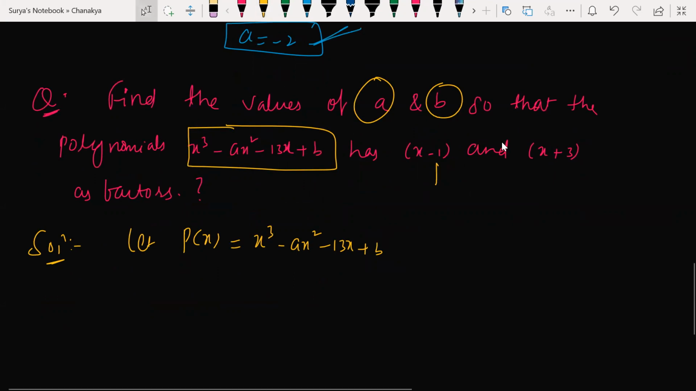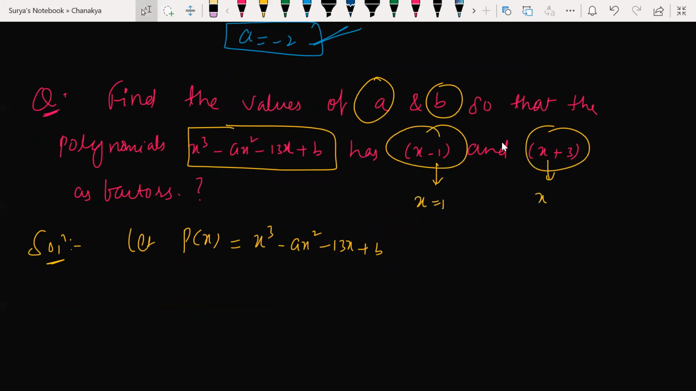Here, this and these are the factors given. So if it is a factor, then what do you have to substitute? X value 1. If this is a factor, what do I have to substitute? X value -3. Hope you got the point.